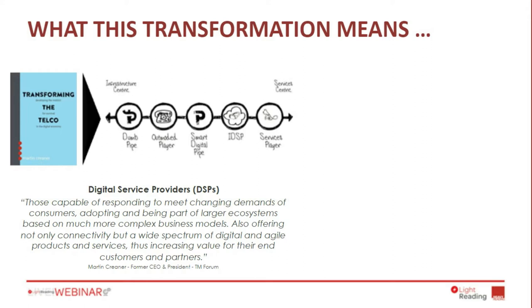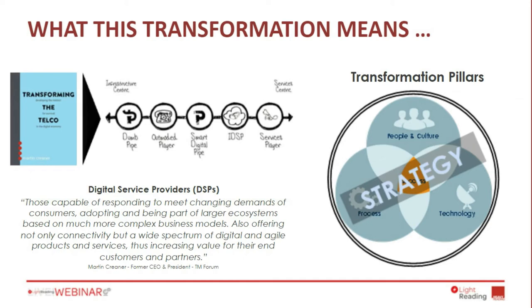So basically the DSPs are more service than infrastructure-centric companies. At the other end, we have the downpipe companies. But this transformation, as we mentioned, is structural. It has four main pillars, the most important being the new business strategy definition based on a holistic vision about the desired destination. We also have to adapt people and culture, processes and technology.